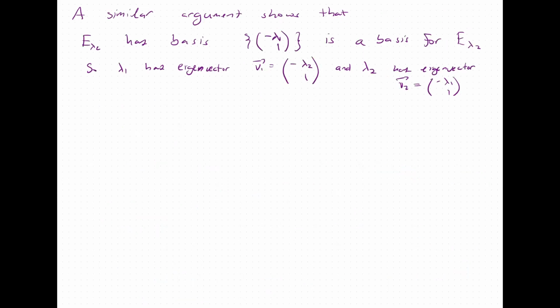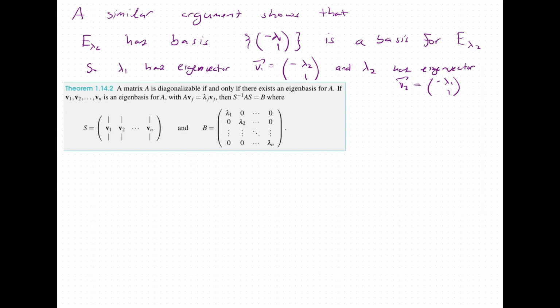If we do the same argument for the eigenspace corresponding to the second eigenvalue, 1 minus root 5 over 2, then we end up getting that there's only one column vector in its basis, namely negative lambda 1, 1, and that's a basis for the eigenspace. And so now we have, for lambda 1, the associated eigenvector negative lambda 2, 1, and the eigenvalue lambda 2 has the associated eigenvector negative lambda 1, 1. Now we can apply the theorem. We know that A is diagonalizable.